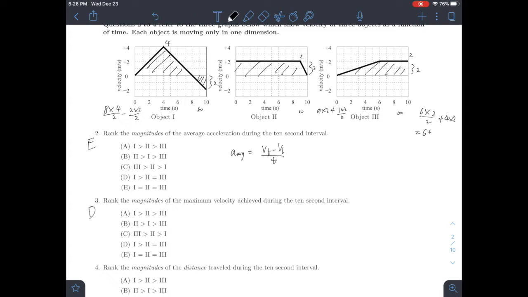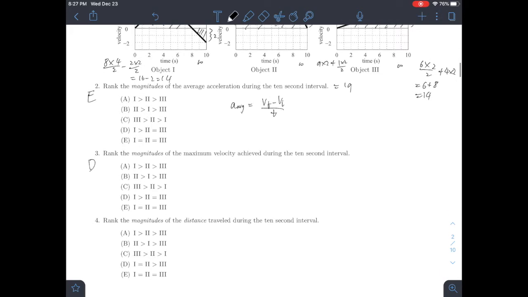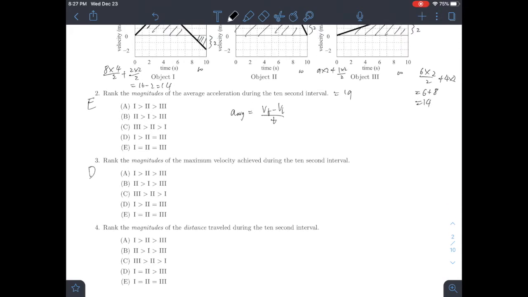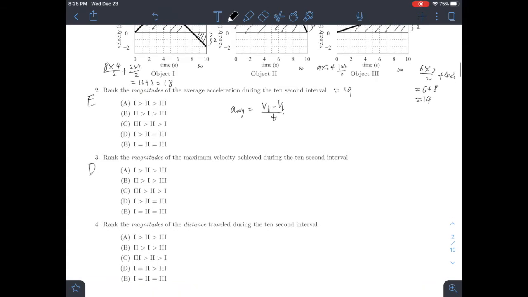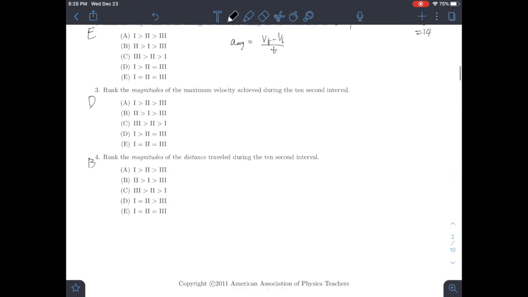Then we solve each of them. We get 6 plus 8 equal to 14. The second one is 18 plus 1, which is 19. And the third one, we have 16 minus 2 equal to 14. Well, actually, we should have a plus sign there. We made a mistake, so let me fix that. Let's put a plus sign here and here. So the final answer should be 18. So 19 is bigger than 18, which is bigger than 14. Object 2 travels more distance than object 3 and object 1. So it should be B.